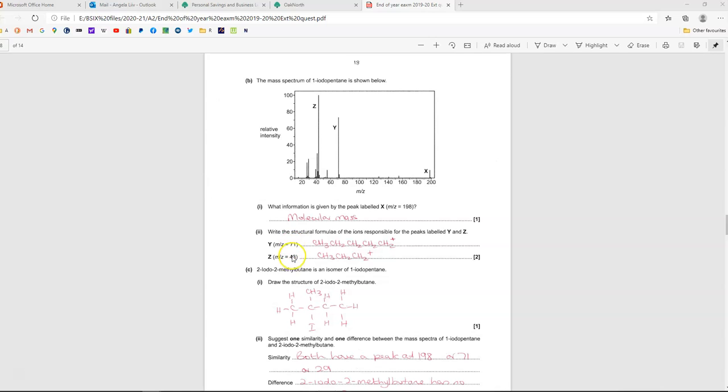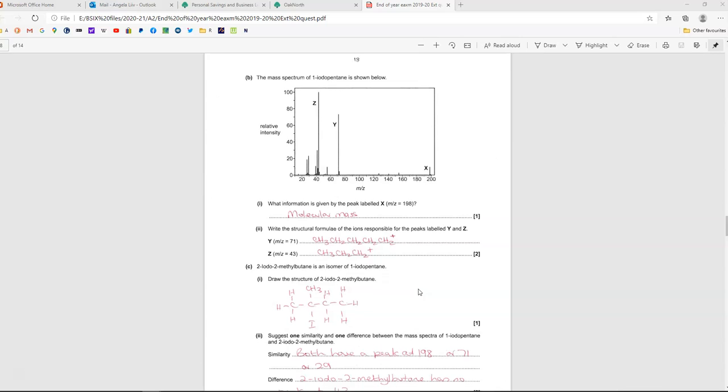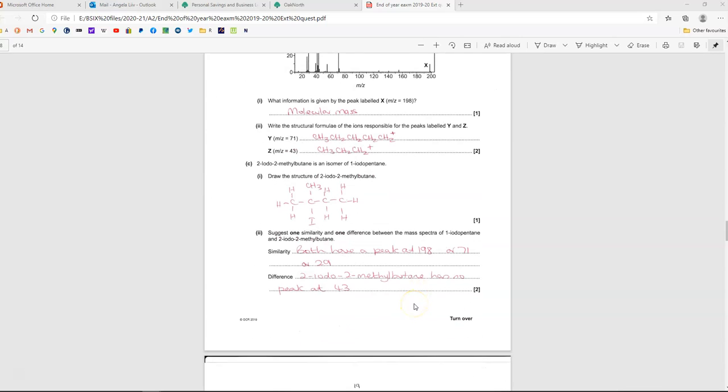So 71 and 43. 71 is 5 carbons, and 43 is 3 carbons plus the hydrogens. You kind of get to know those, but if you don't, it's not difficult to work it out. 3 12s are 36, and then 7 hydrogens would give you 43.